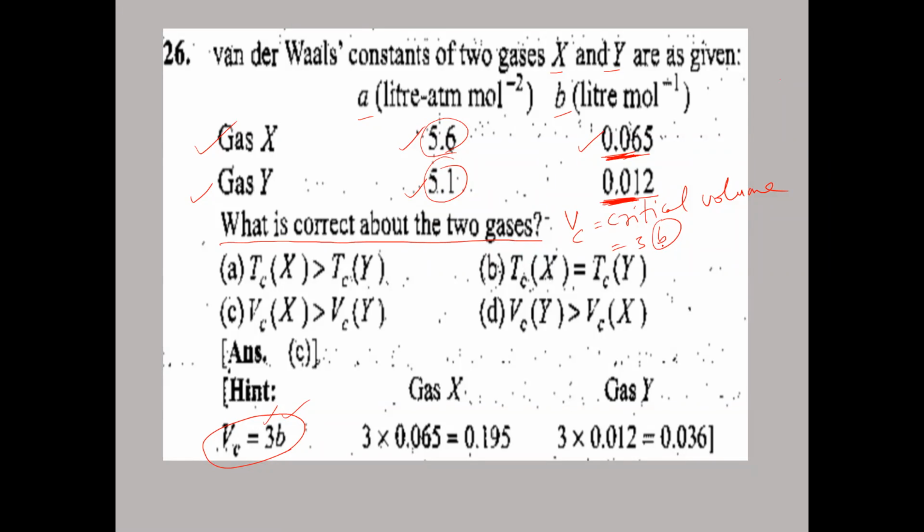Is that clear, ma? Now here B is the size of the gas molecule, otherwise the volume of the gas molecule, we know. Now the B value is given to you here, and we have to get 3 into B for X gas and 3 into B for Y gas. So where it is more, 0.1 or here 0.03? 0.1 is greater. So X gas will have greater VC than Y. The critical volume of X is greater than the critical volume of Y. About critical constants we are going to discuss.